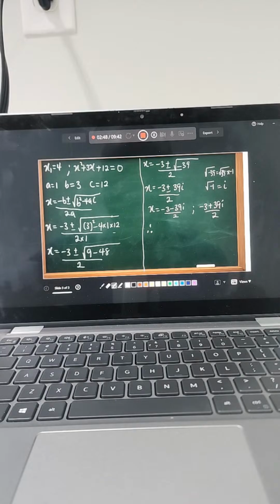Therefore, we have that our x1 equals 4. By inspection, initially, if you plug it into the given equation, it's going to work. And here you can say that x2, simplifying further, is negative 3 over 2 minus root 39 i over 2, and my x3 is going to be negative 3 over 2 plus root 39 i over 2. These are the answers, the solutions for x. If you have any suggestion, you can put it in the comment section. Thank you very much.